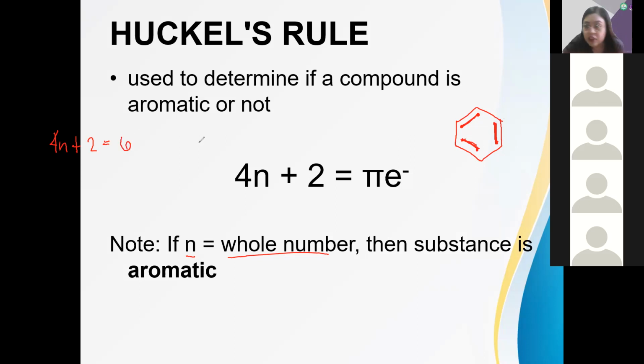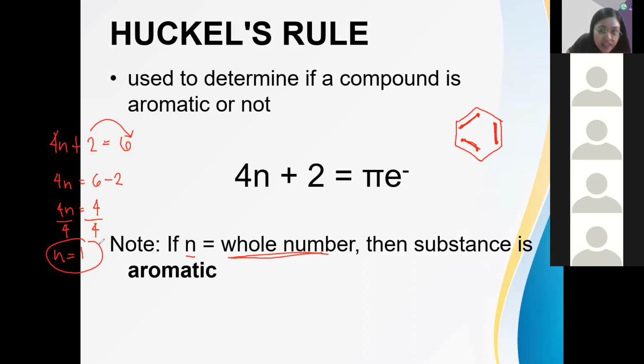So ilalagay mo siya dito. So again, alin ang bibilangin? This one. Ang mga ending ng ating double bond. So 1, 2, 3, 4, 5, 6. Okay? And then magko-compute ka na. 4N plus 2, ay, sorry, diulit lang ako siya. Let me erase that one. Ang gagawin natin dito, itatranspose ito sa kabila. So this will become 6 minus 2. So 4N equals 4. 6 minus 2 is 4, right? And then divide both sides with the 4. So N equals 1. So anong sabi? Pag ang N is a whole number, then it is aromatic. So since 1 is a whole number, therefore benzene is aromatic. It's not a cycloalkene. Aromatic siya.